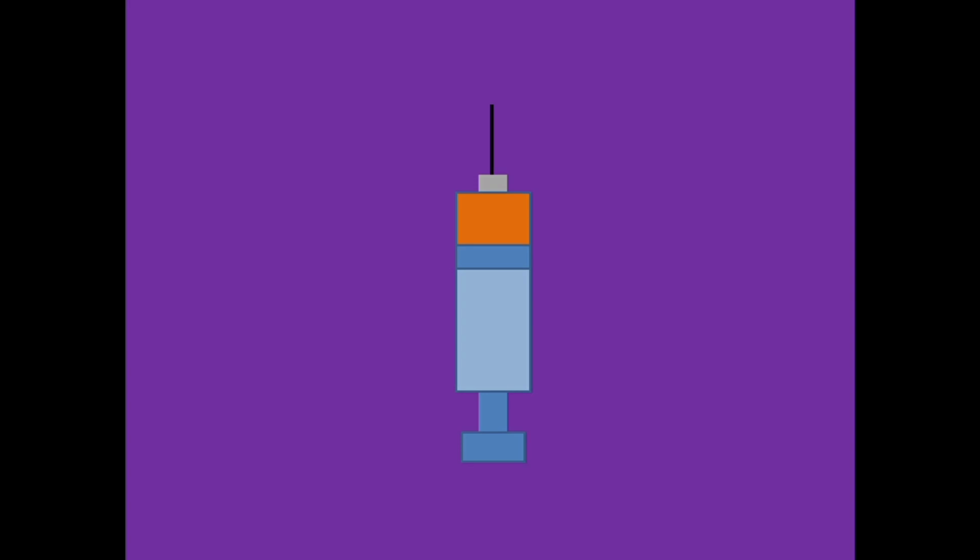Starting from the time when injecting the cowpox virus prevented smallpox, vaccines have played a significant role in protecting mankind from an immense number of fatal diseases. Let's try to understand how they work.